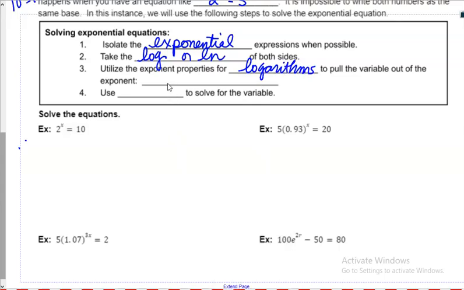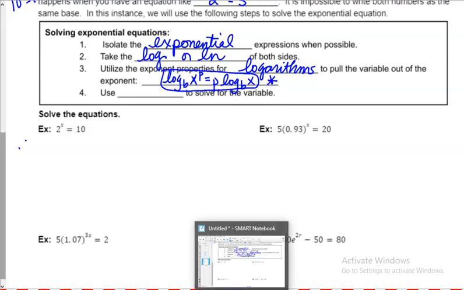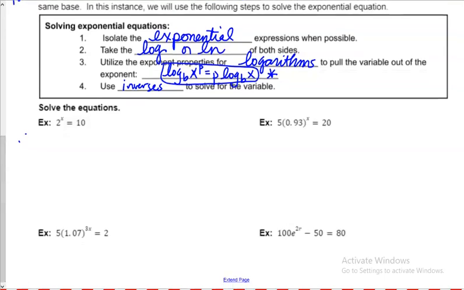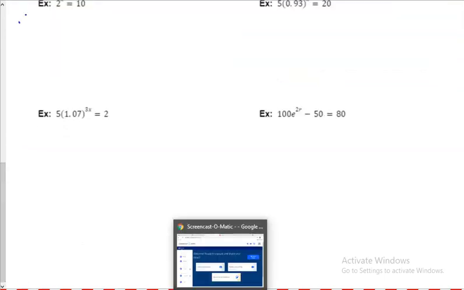Now, what does that property look like? That looks like if I have the log base b of x to the power, then I can bring this power out front and then multiply by log base b of x. So this is an important piece that you want to make sure that you know. You can bring that power out front, and most of the time that will be a variable, and then we can solve. So now we want to use our inverses to solve the equation. Basically, if you're multiplying, you want to undo that by division. If you're adding, you want to undo that by subtracting, etc.